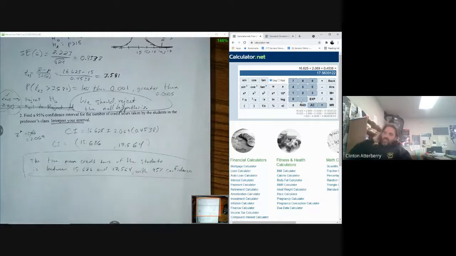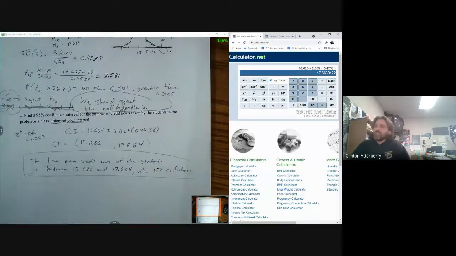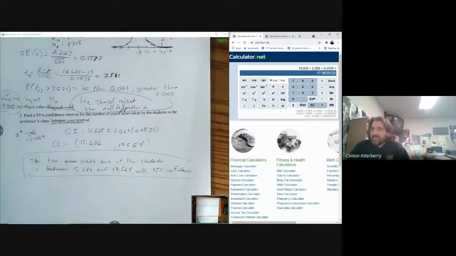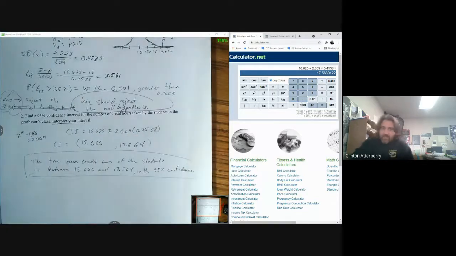The first one is reject the null hypothesis or fail to reject the null hypothesis is going to be your answer. And all that work is just the proof to get there. For the second question, the true mean credit hours of the students is between 15.686 and 17.564 with 95% confidence. That's the answer. And this stuff up here, we did this calculation was the work.